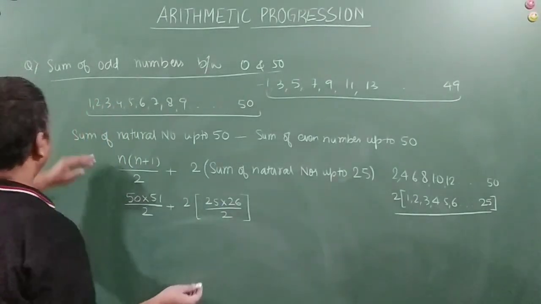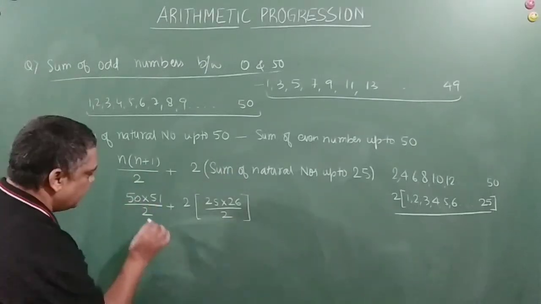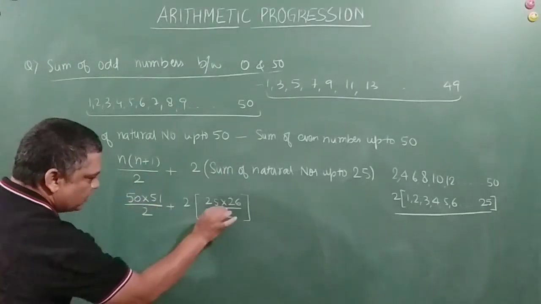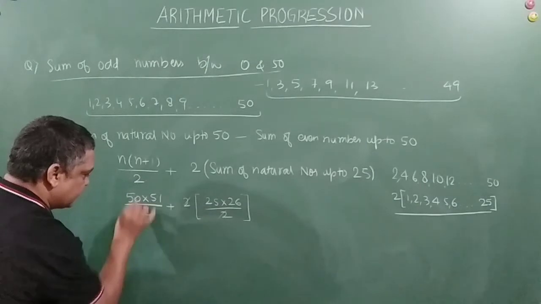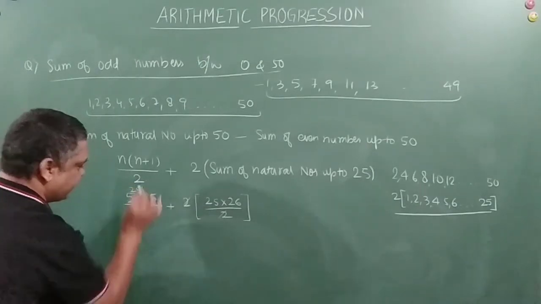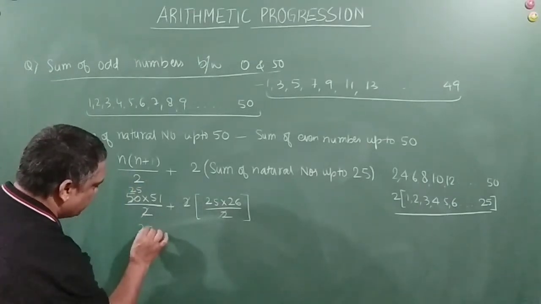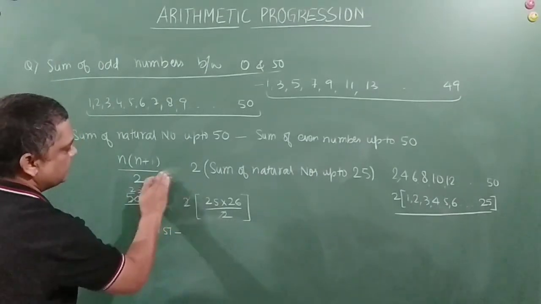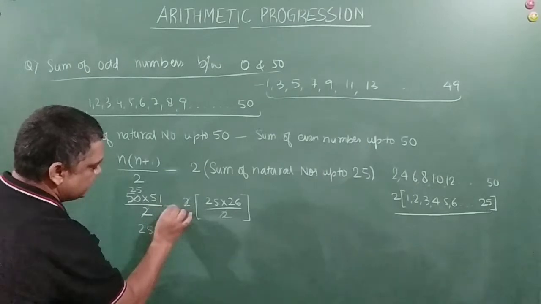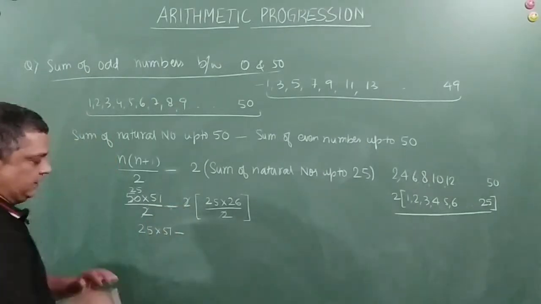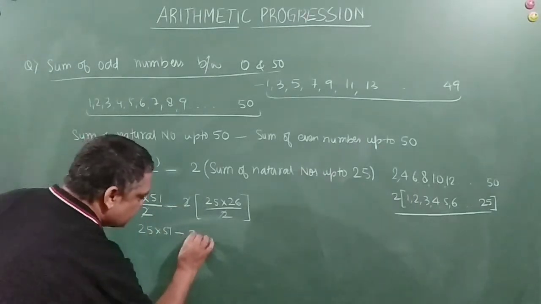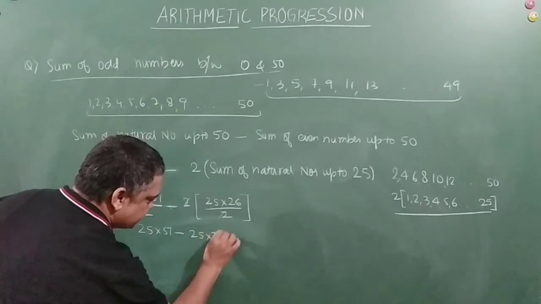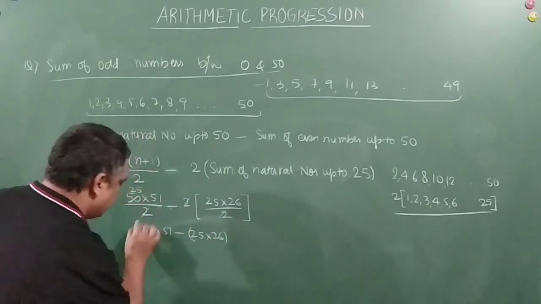So should I write it somewhere? Okay, now I can cancel this 2 and 2, and I can cancel this and make it 25. So this becomes 25 into 51 minus, minus, right? So this becomes 25 into 26, right?